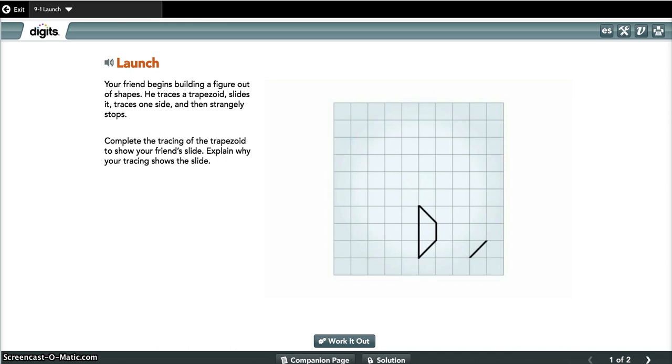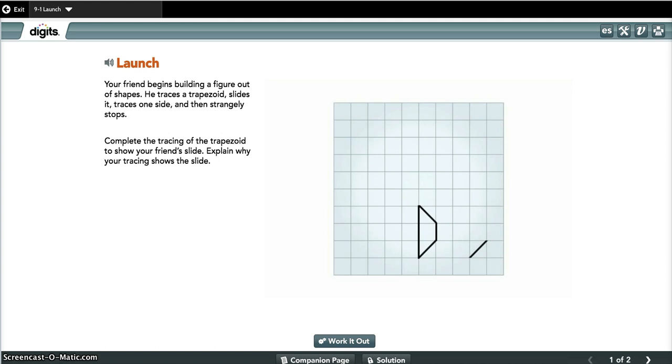It says your friend begins building a figure out of shapes. He traces a trapezoid, slides it, traces one side, and then strangely stops. Complete the tracing of the trapezoid to show your friend's new trapezoid or the slide of his new trapezoid. Explain why your tracing is correct or shows the slide.